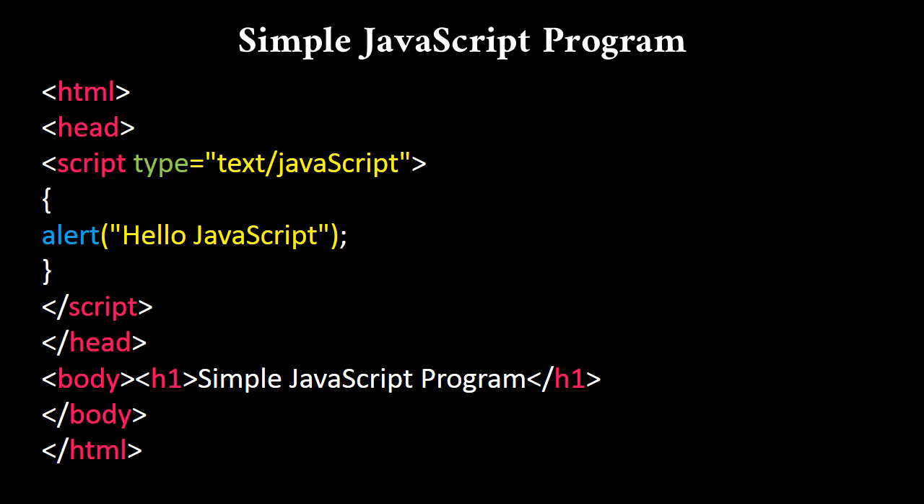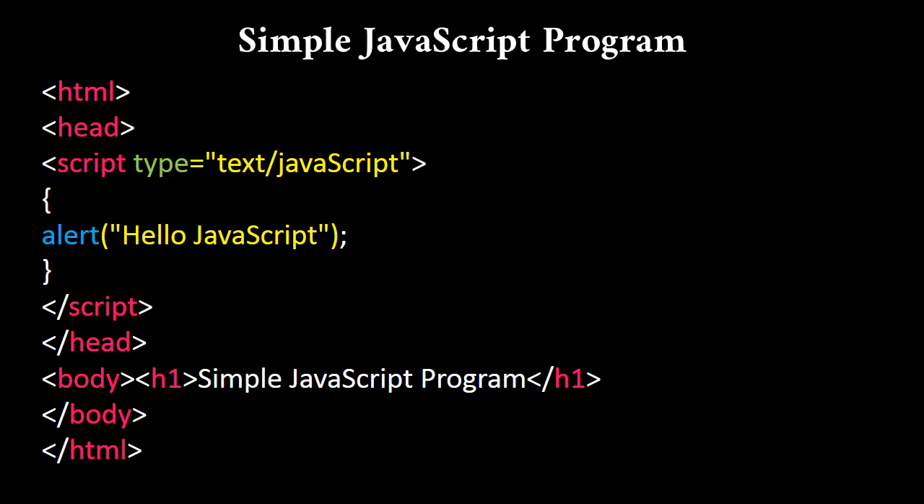While writing a JavaScript program, you must use a script tag within the head tag or the body tag. So in this example, the script tag is used in the head section. Then you are going to mention the type, what type of program you are going to write. Here you are going to write a JavaScript program, so that's why you write in double inverted commas text/javascript.